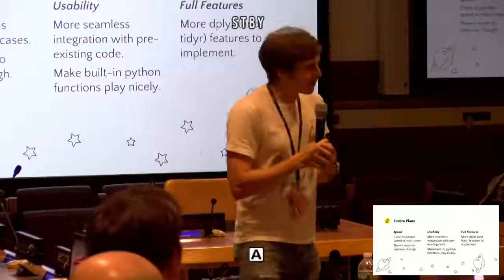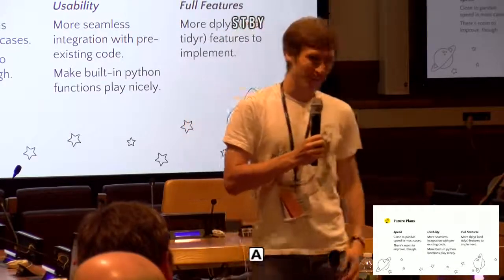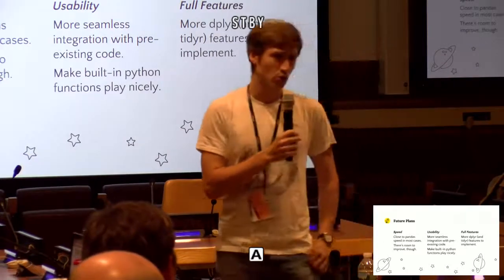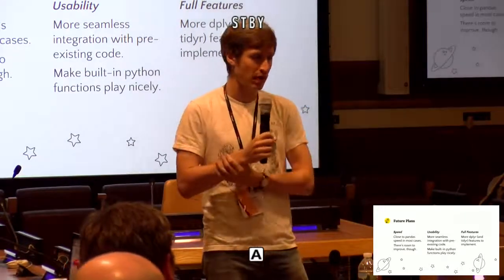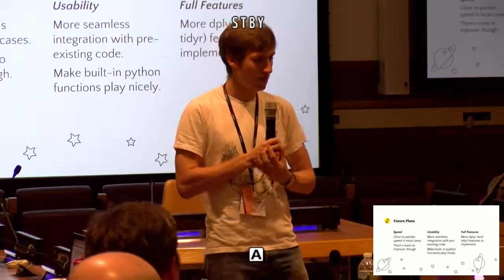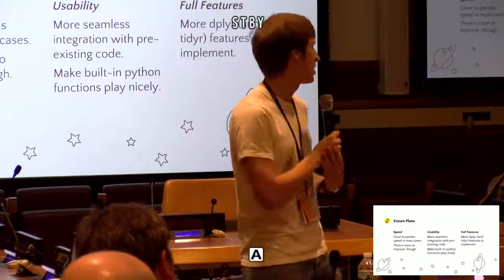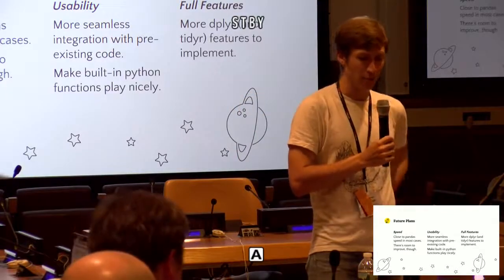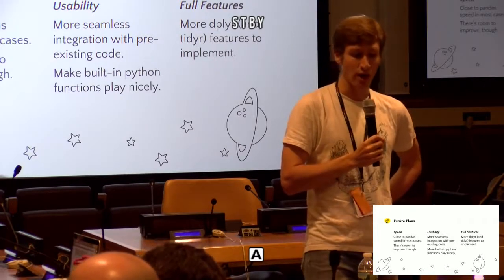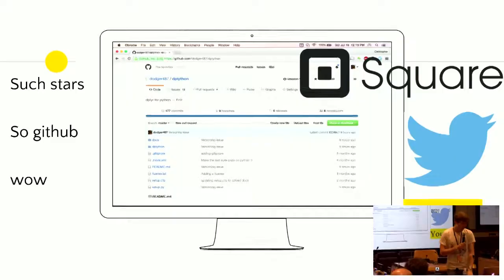So we're very close to pandas in most cases. When we have a lot of groups and you summarize on those groups, it's a little slow at the moment, but we're working on fixing that. So that's one goal, get it as fast as possible. We'd like it to be a little more usable, more seamlessly integrated with the built-in Python functions like max, min, etc. And full features. For the R fans, tidyr is another great data manipulation tool. We'd like to implement some of those features. There are other features inside of dplyr that were not done yet. So these are some plans.